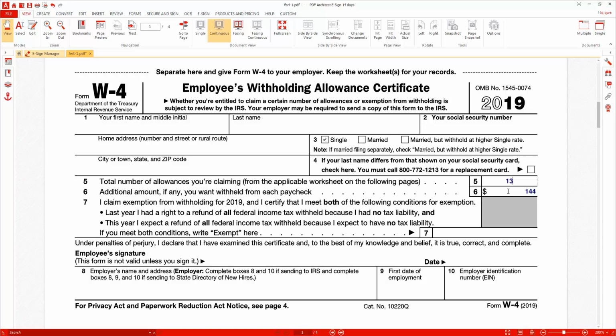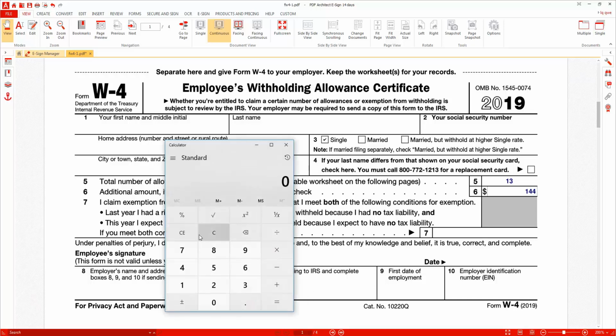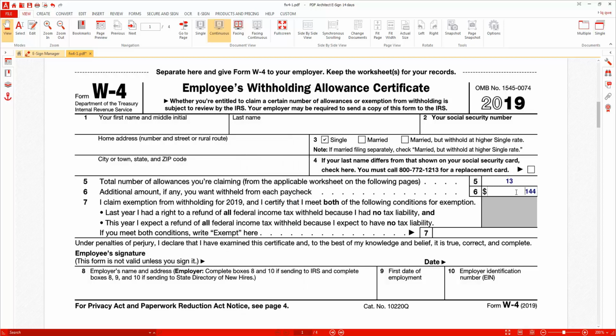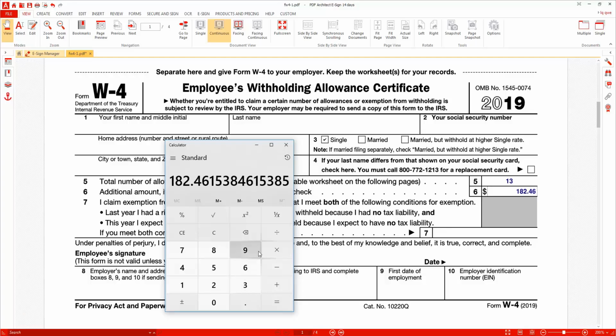But if you want to do that, all you have to do is simply say, okay, how much of a refund do you want? Do you want $100? Do you want $1,000? Whatever you want, right? So let's say you want a $1,000 refund at the end of the year. You simply take $1,000 divided by 26, and you add 38.46 to your 144. That's it. There you go. $182.46. Have that come out of your paycheck every pay period. At the end of the year, you have a $1,000 refund. That simple. Okay.